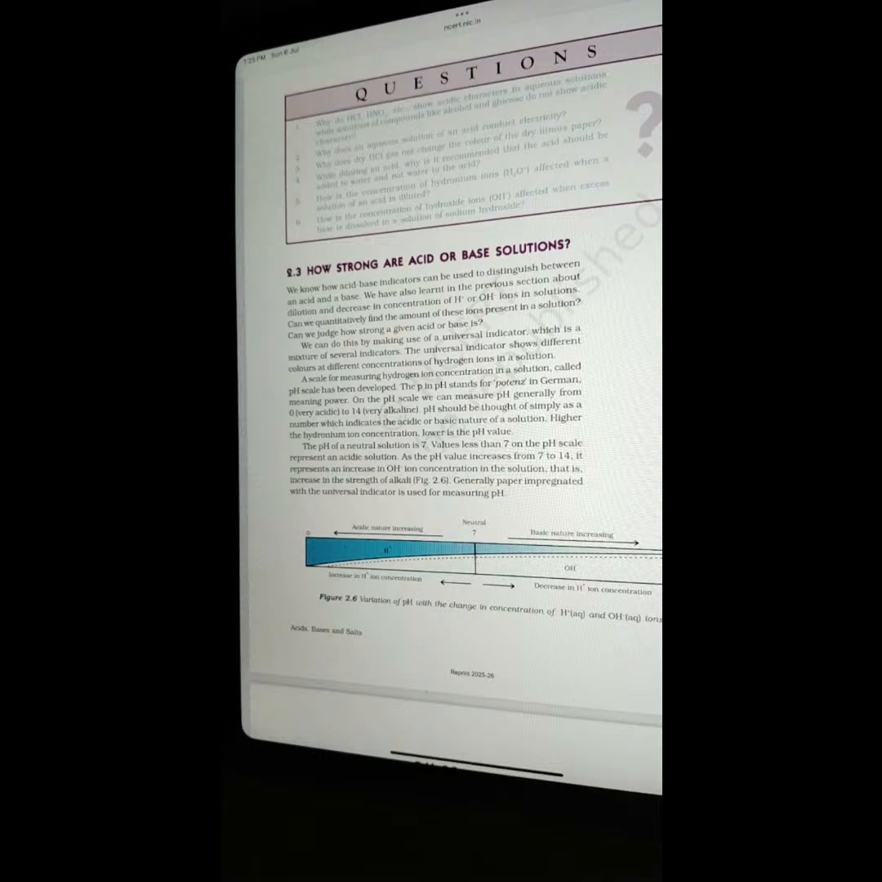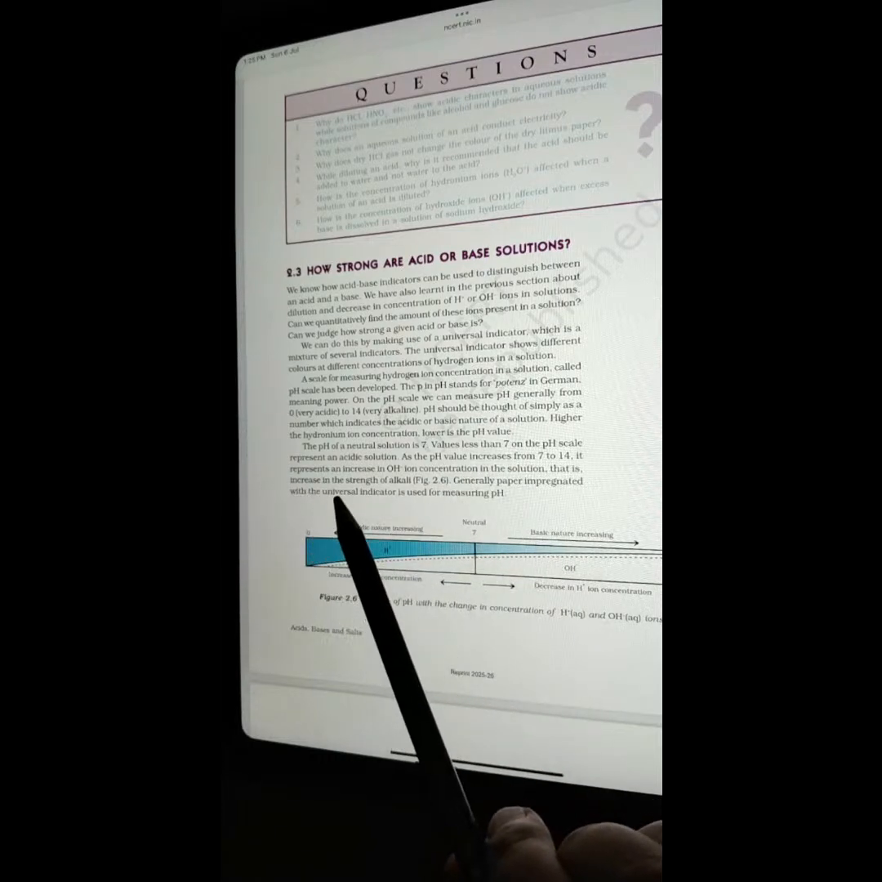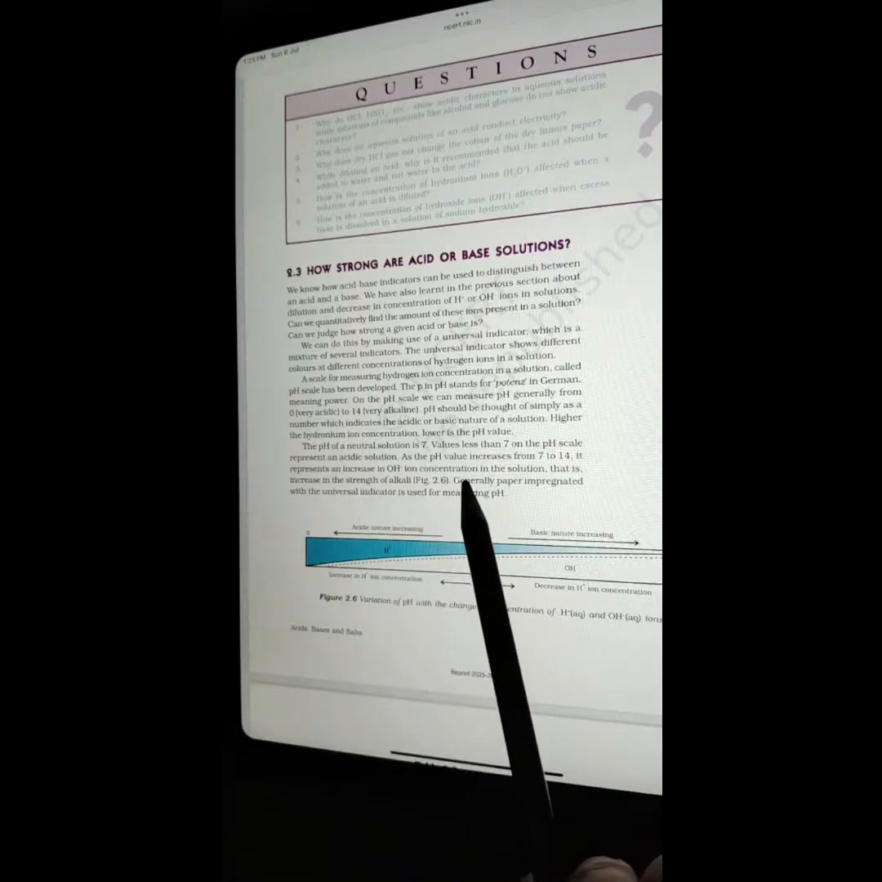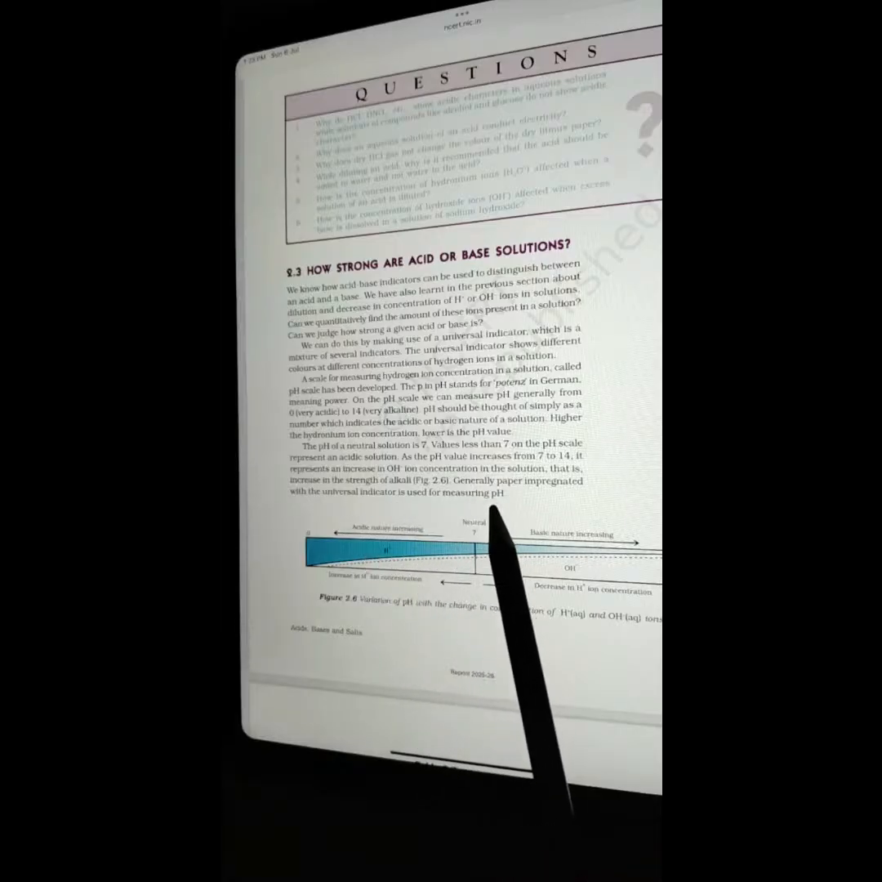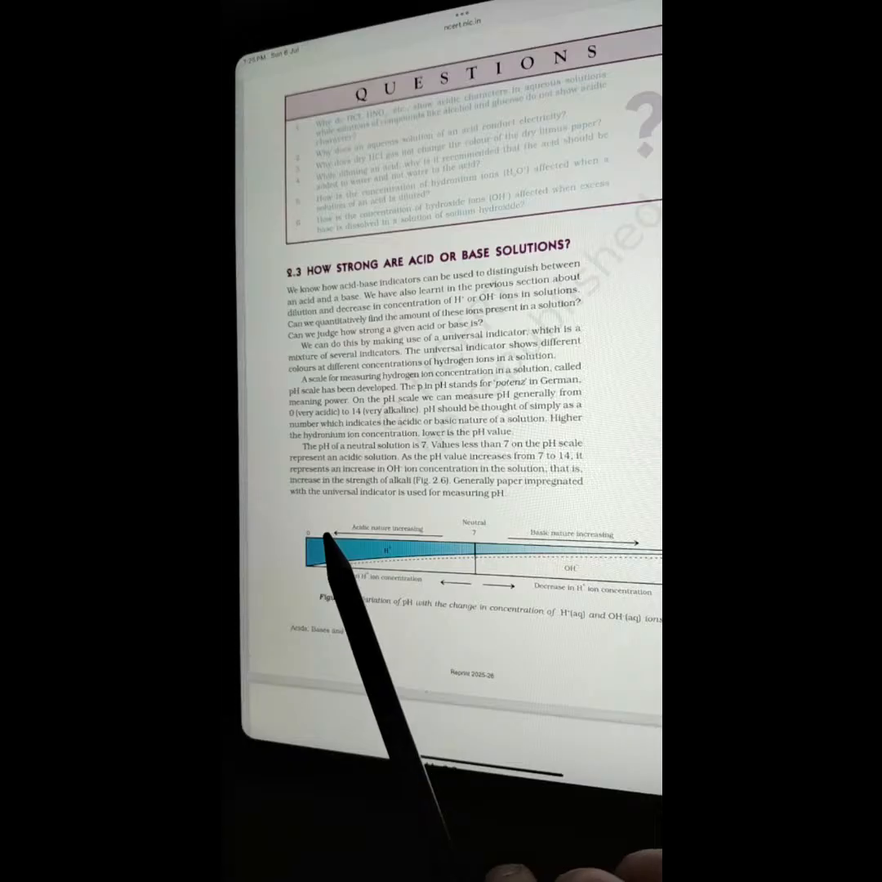The pH of a neutral solution is 7. Value less than 7 on the pH scale represents an acidic solution. As the pH value increases from 7 to 14, it represents an increase in OH minus ion concentration in the solution, that is, increase in the strength of alkali. Generally, paper impregnated with a universal indicator is used for measuring the pH.